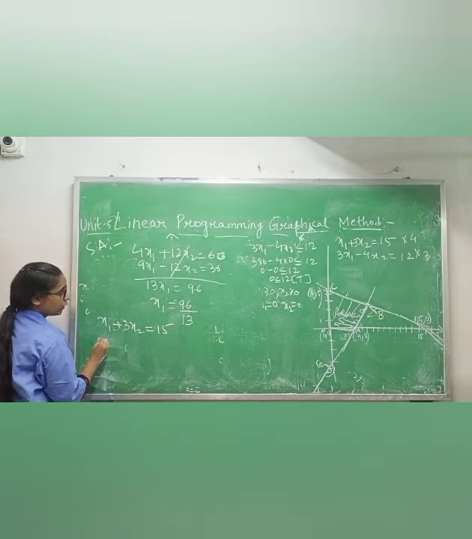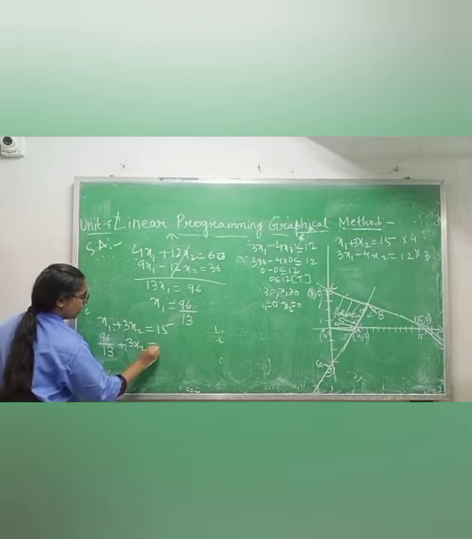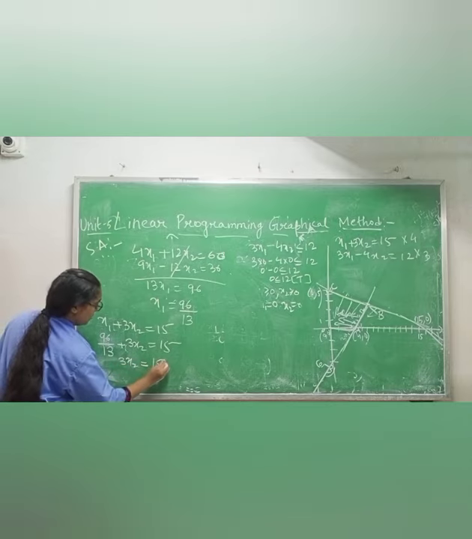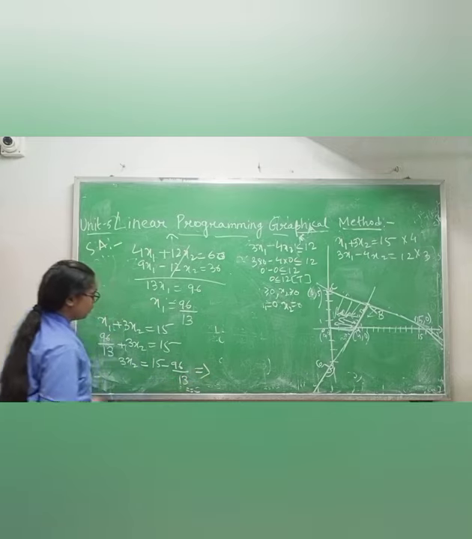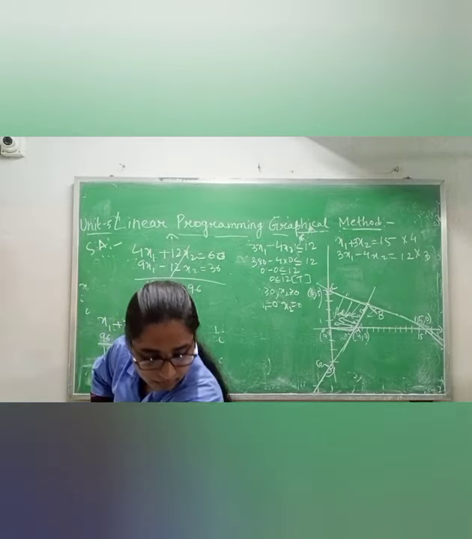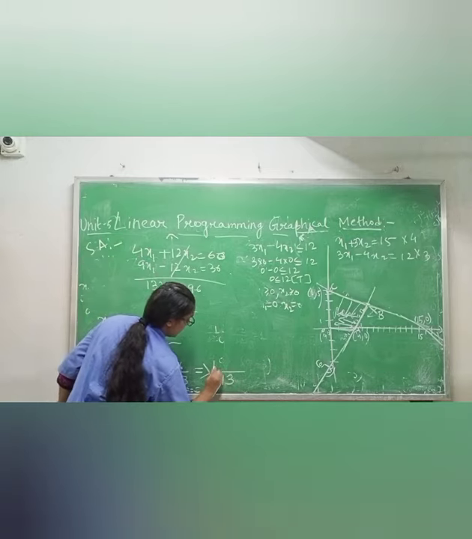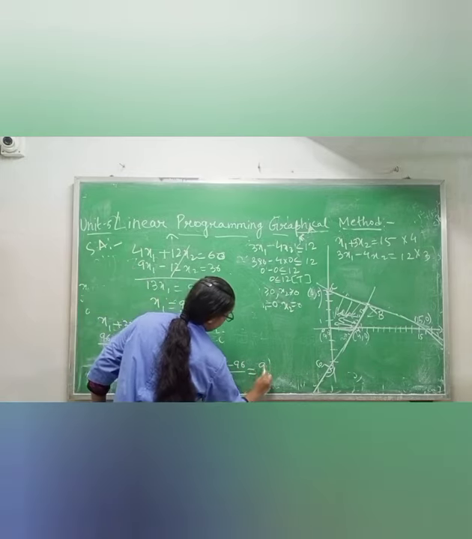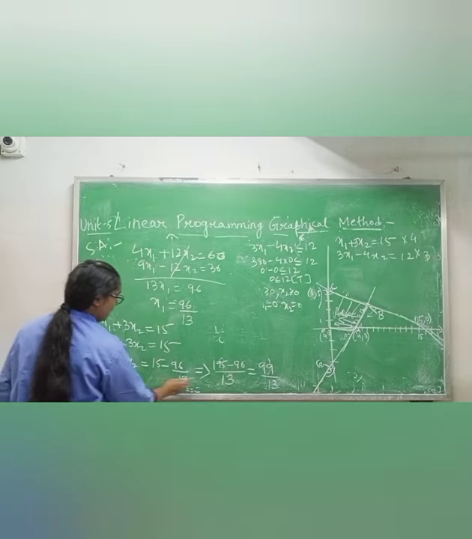So in place of x1 I am putting 96 by 13, plus 3x2 equals 15. 3x2 equals 15 minus 96 by 13. Now solve this one. How much will you get? 15 into 13 is 195. 195 minus 96, you will get 99 by 13.